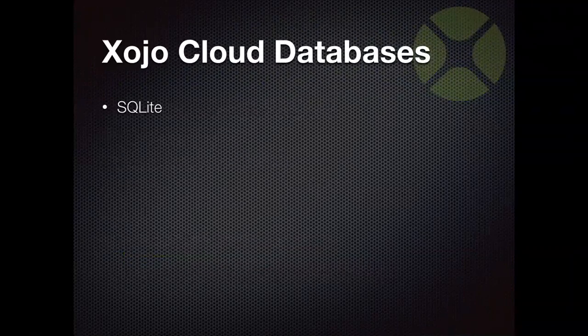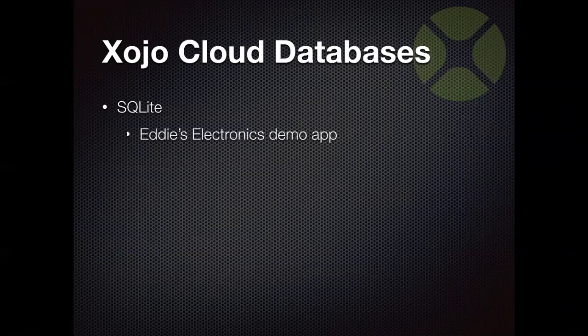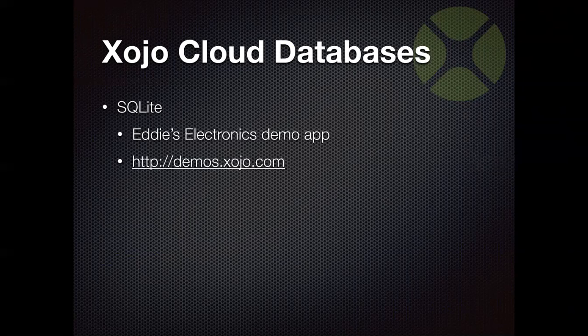Now, up until recently, the only way to really use databases on Xojo Cloud was to use SQLite. You could just have your SQLite database file sitting up on the Xojo Cloud server right alongside your app, and your web app would essentially function as a little web server that's communicating with the SQLite app. This can work pretty well for a pretty wide variety of apps, but sometimes you really need an actual database server. And that's the link if you want to play with the Eddie's Electronics app that's running on Xojo Cloud.